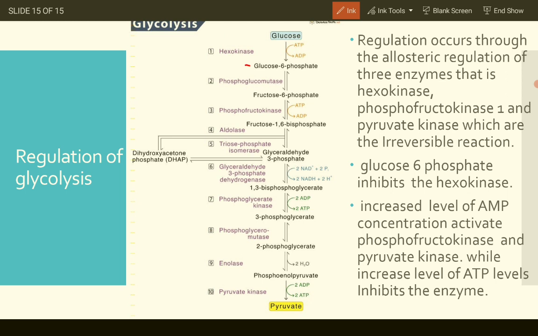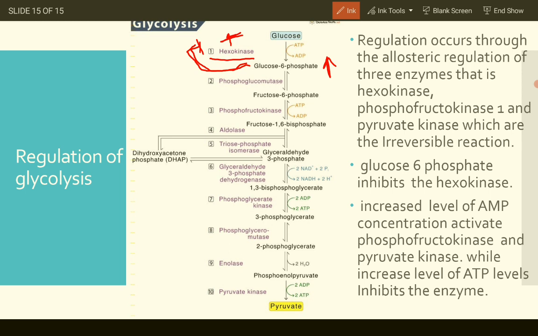This is a kind of negative feedback loop, right? A negative feedback loop is produced if there is a very high level of glucose 6-phosphate, which would inhibit the hexokinase, which would in turn inhibit the whole glycolysis process, right? So this is the first.